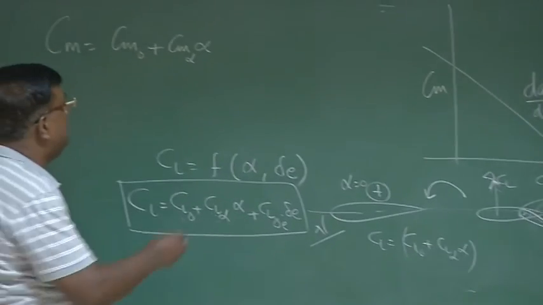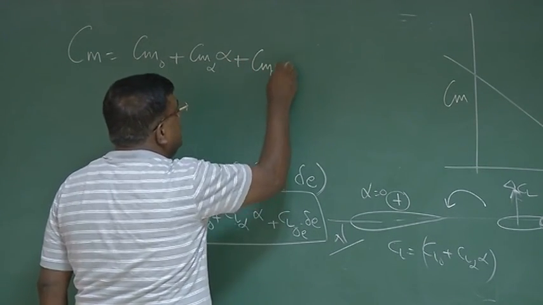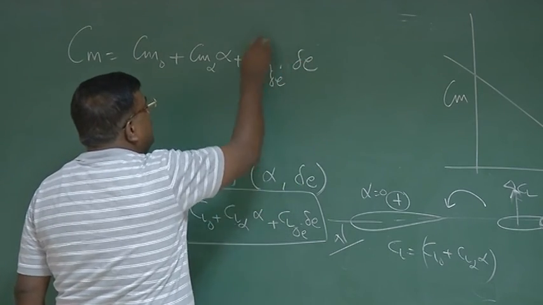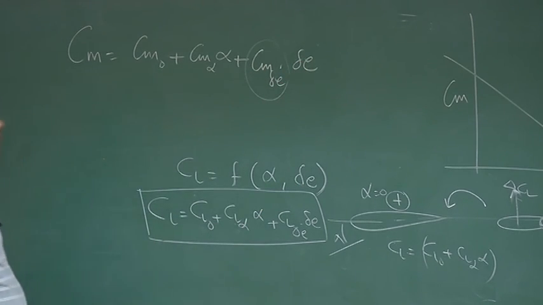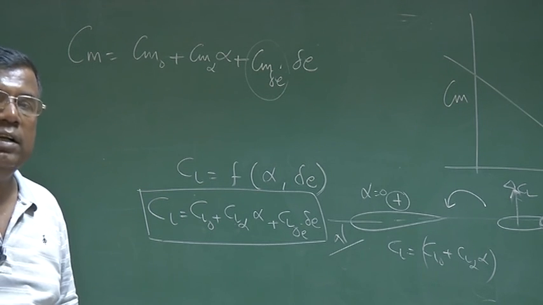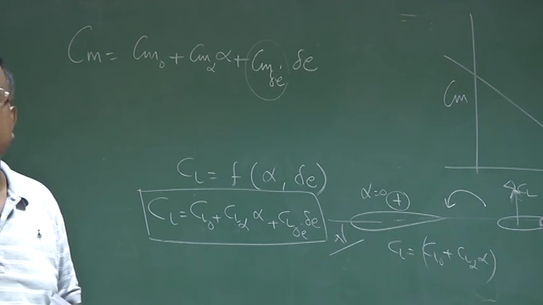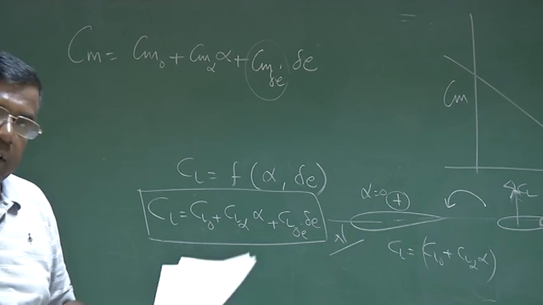So I need to add Cm delta E into delta E, where Cm delta E, I say, is the additional change in the pitching moment coefficient because of delta E, or in terms of dimensional quantities, I say additional pitching moment generated because of elevator deflection, all about center of gravity.